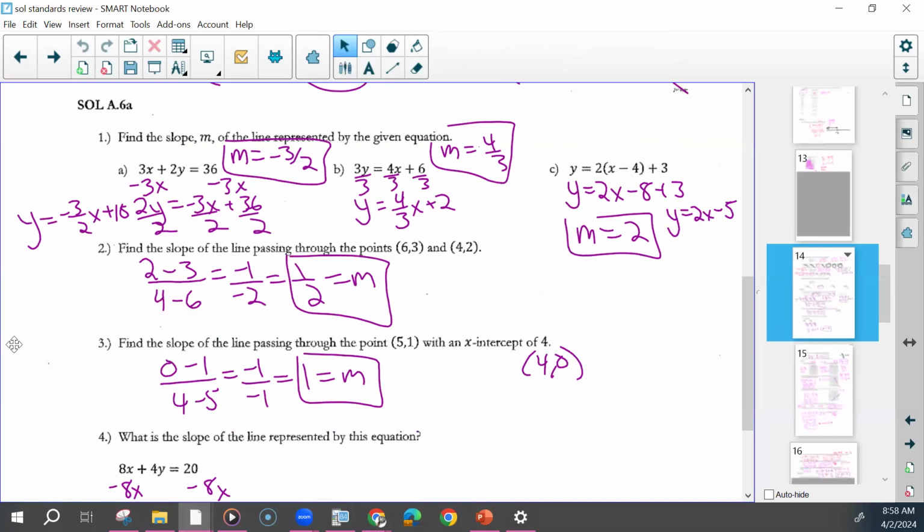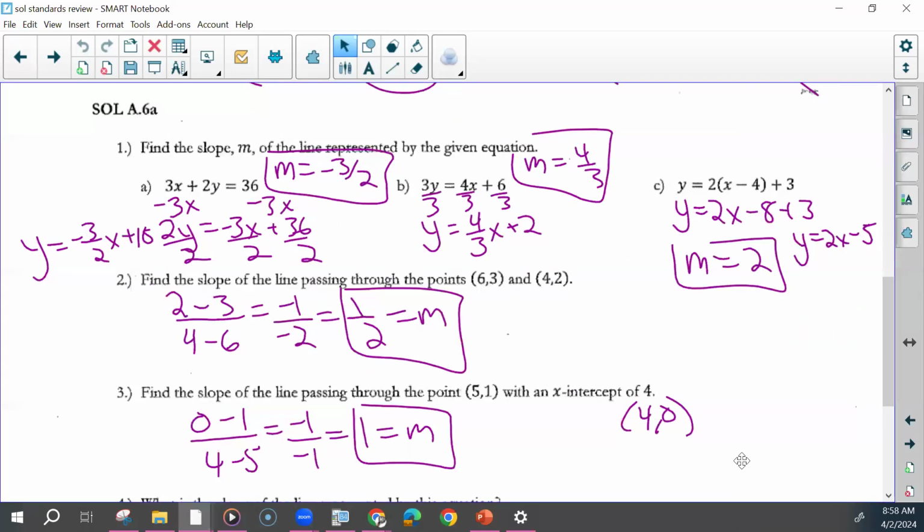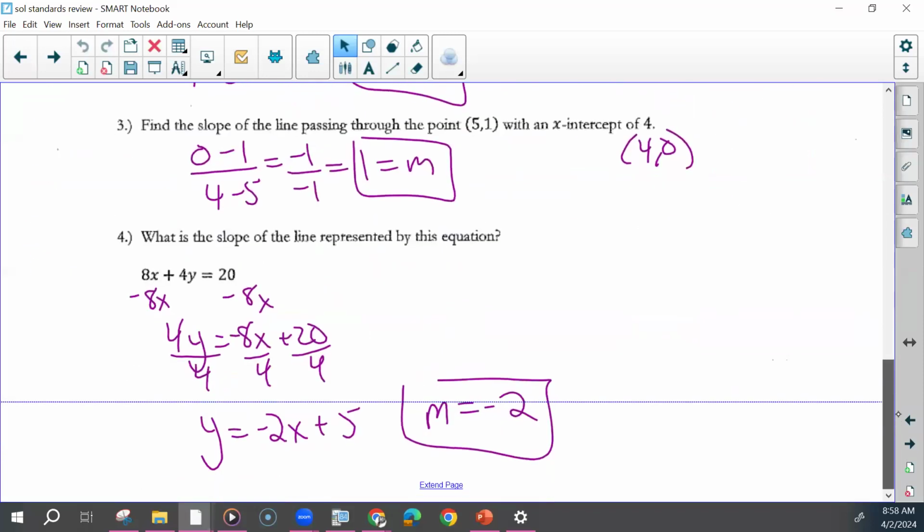6A was talking about slope. So number 1, to find the slope of these 3, part A was -3/2. Part B was 4/3. Part C was 2. For number 2, the slope was 1/2. Number 3, the slope was 1. Number 4, the slope was -2. And then go on to the next page.